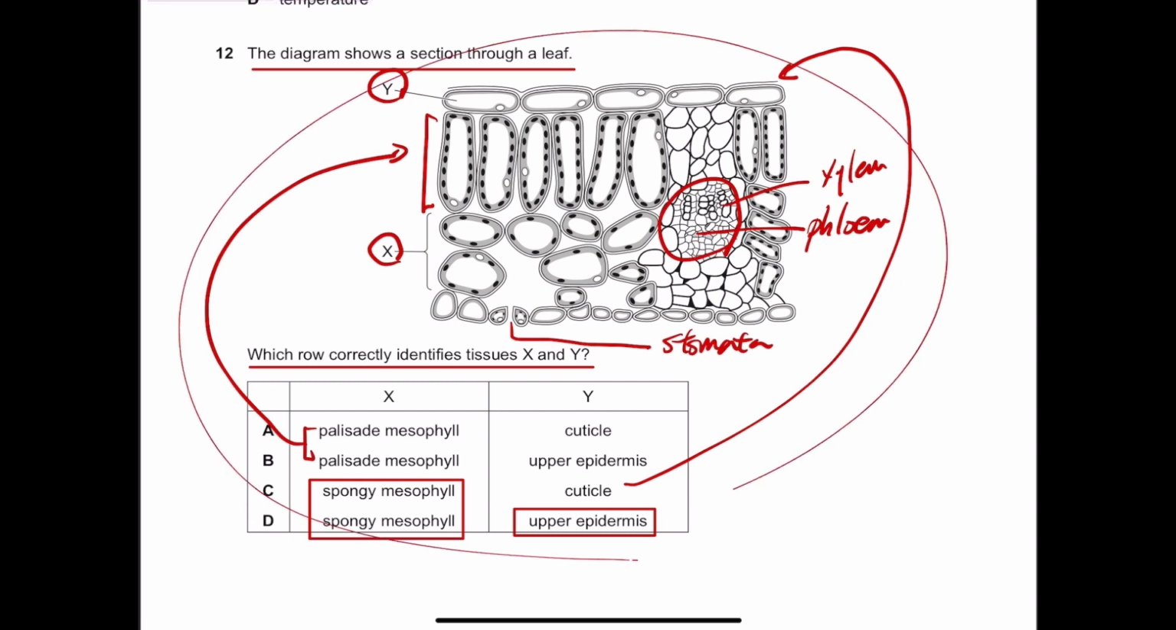So the structure of the leaf is something that you guys just should know, memorize. The easiest way to memorize it is, of course, by drawing it and labeling it. Okay.